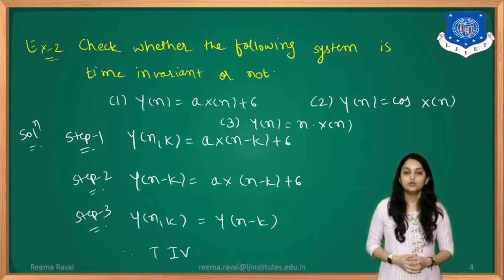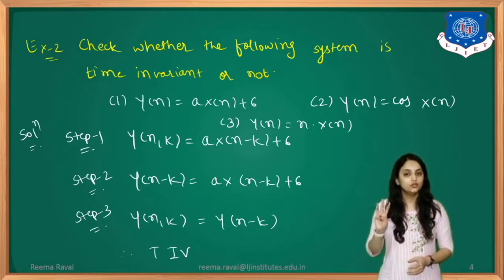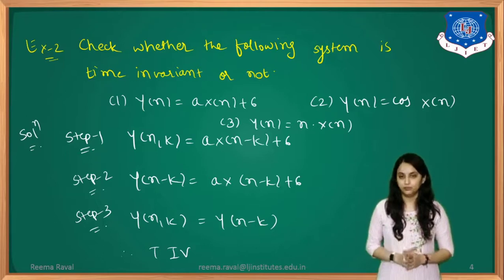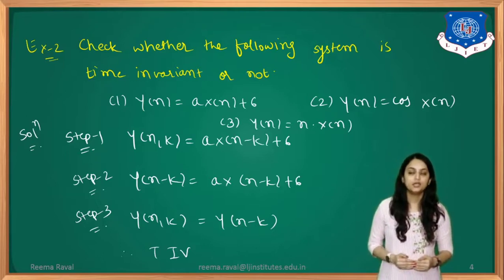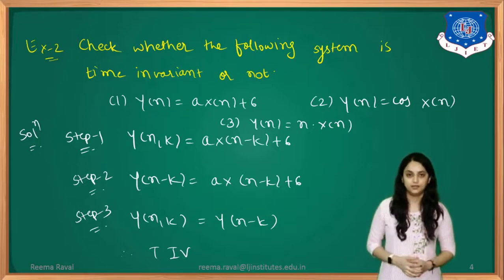Now we know that to check the time variant and time invariant property, we have to follow three steps. First one is to delay the input elements. Second one is to replace n by n minus k. And step number 3 is to compare the step 1 and 2 outputs. If they are equal, we say that it is time invariant. Otherwise, it will be time variant.